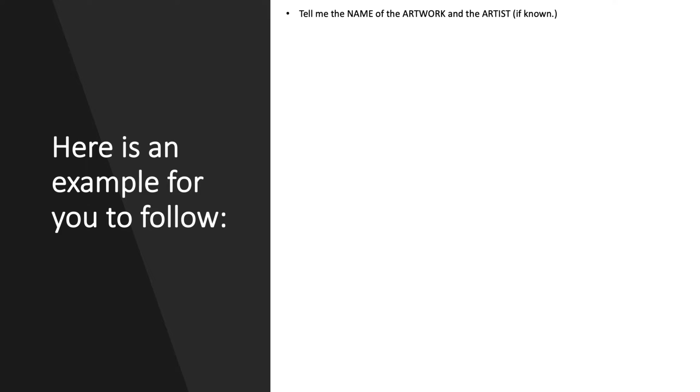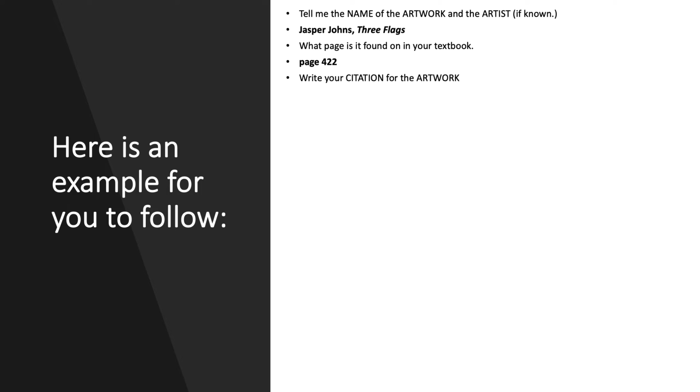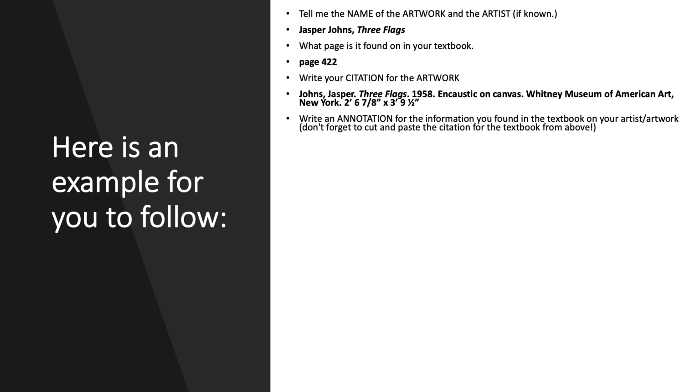The first thing I asked, tell me the name of the artwork and the artist. Jasper Johns, Three Flags. What page is it found on in your textbook? For me, page 422. Write your citation for the artwork. And so there it is, Johns, Jasper, Three Flags, 1958, encaustic on canvas, Whitney Museum of American Art, New York, and then the size.